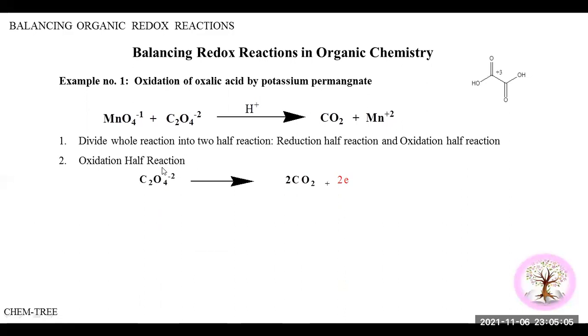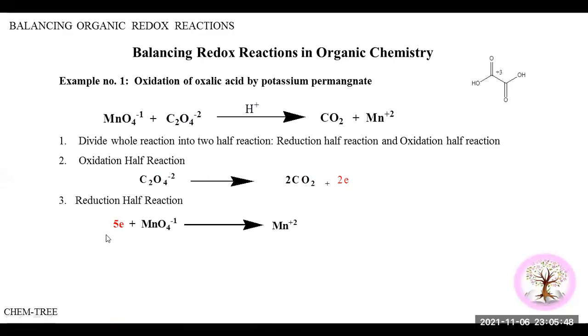First of all, the oxidation half reaction: oxalate anion is converted into carbon dioxide. I have added 2 electrons. Why? Because the oxidation state of carbon in oxalate anion is +3 and it is converted into +4. It means that each carbon has lost 1 electron, 1 electron from here and 1 electron from here. So it means that 2 electrons have been lost. The rest of the things are the same. For example, there are 2 carbons over here, and 4 oxygens and 4 oxygens.